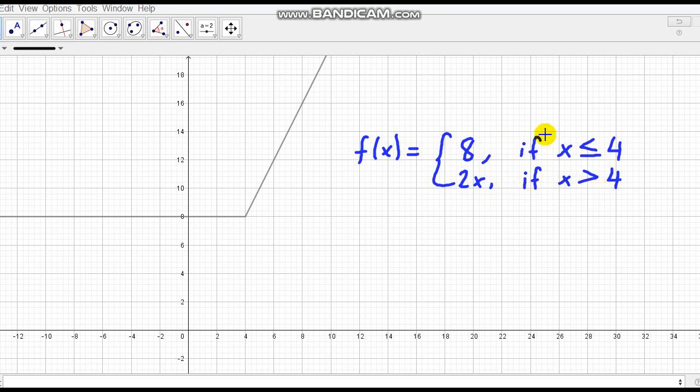Now, if our value for x is less than or equal to 4, then we're going to use the value 8 for our y. Like in our graph here, if x is 2, then y is 8. If x is 0, then y is 8, so on and so forth. But if x is greater than 4, we'll use 2x. So if x is 4, then y is 8. If x is 6, then y is 12 because it's 2 times 6, so on and so forth. So it is a combination of two or more functions.